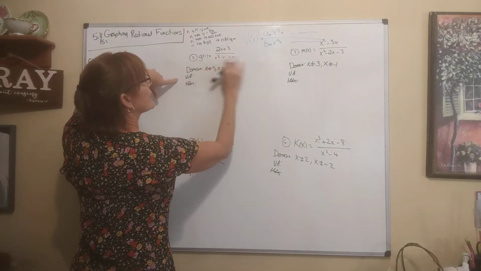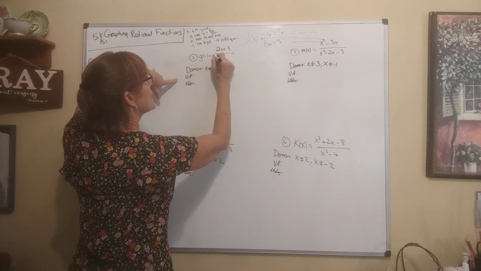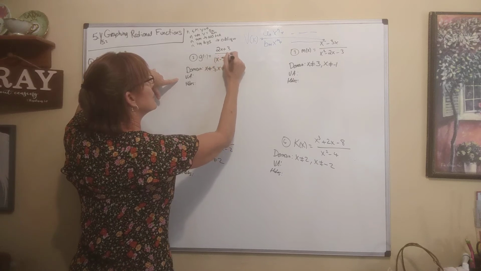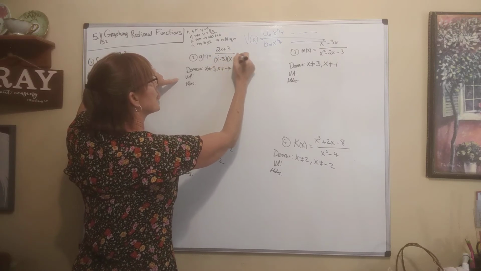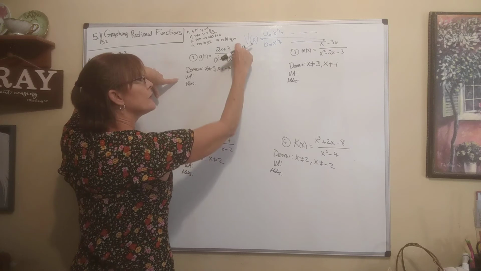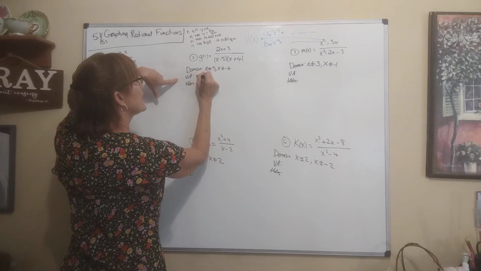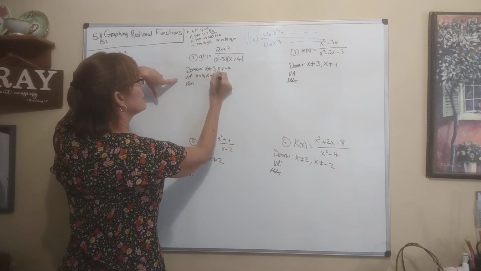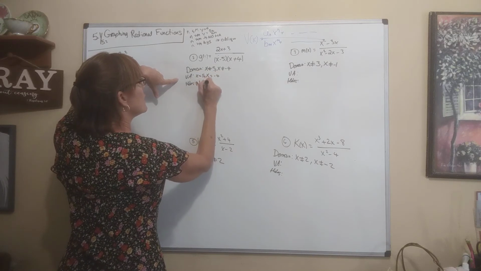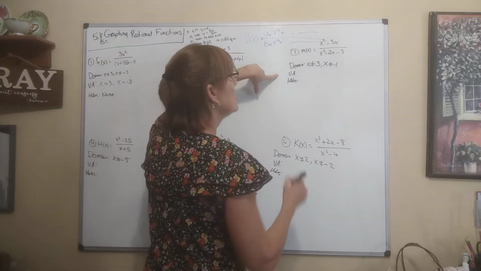This one is basically factored. So I factored this into x minus 5, x plus 4, right? Is there a common factor here? No. These remain vertical asymptotes: x equals 5, x equals -4. No holes, none. All right, over here.